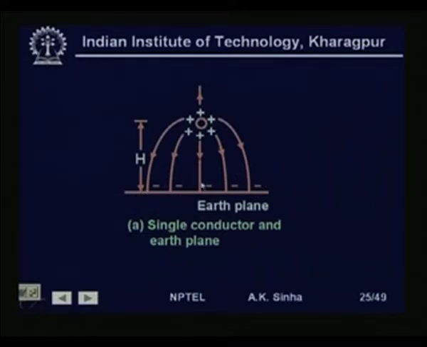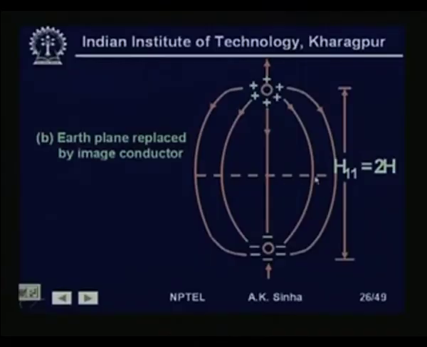Now, this situation can be created by considering an image conductor with negative charge at a distance h below the ground, because if we put this image conductor here like this, then the field lines will look like this.